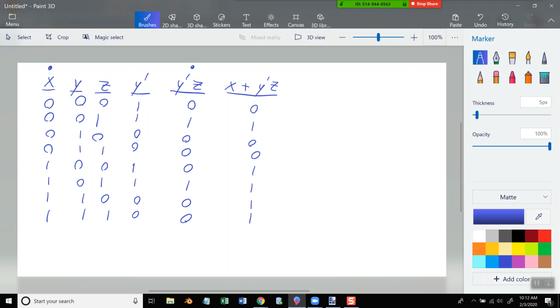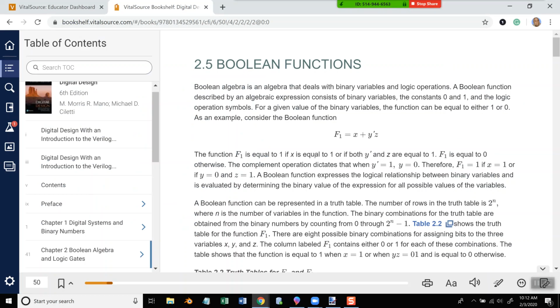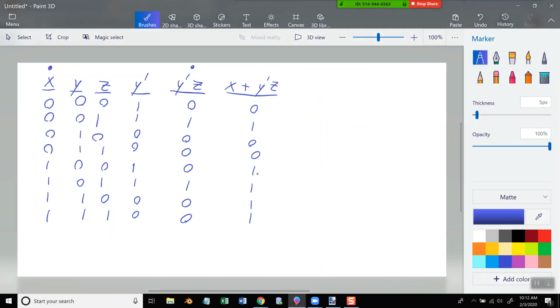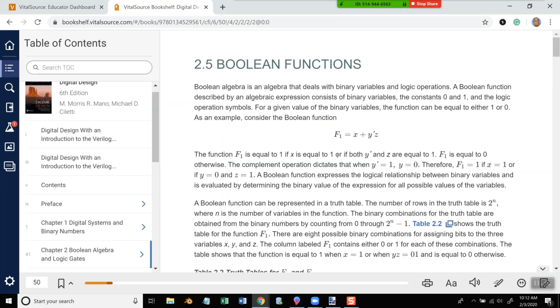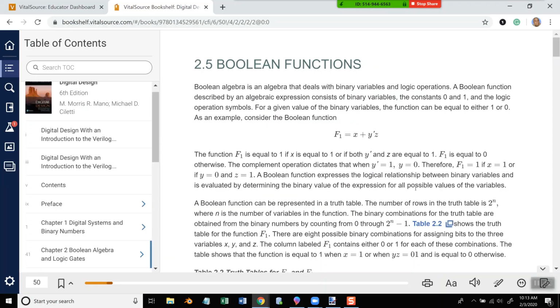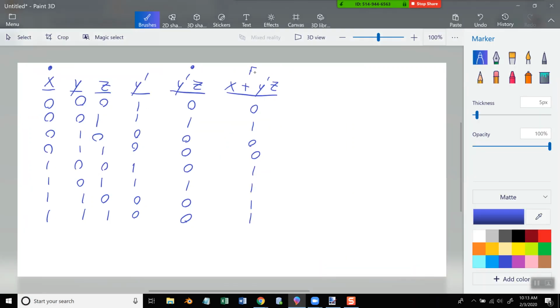Okay. So going back to see what they're referring to. It's equal to 1 if x is equal to 1. See if that's true. Yeah, they're all equal to 1. Or if both y prime and z are equal to 1, which is this case right here. So yeah, that's true. And then 0 elsewise. And this is our f sub 1.